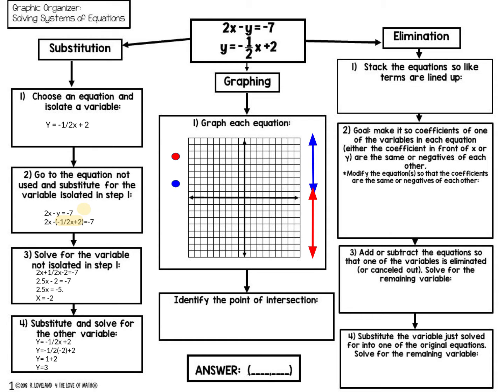Now, my ordered pair is x comma y. So the point where these lines should meet should be -2 comma 3. That's the answer. Next, I'm going to do the same thing through graphing. Now, in order to graph my equation, I need to have it in the form of y equals mx plus b. If you notice, the second equation is already in that form.